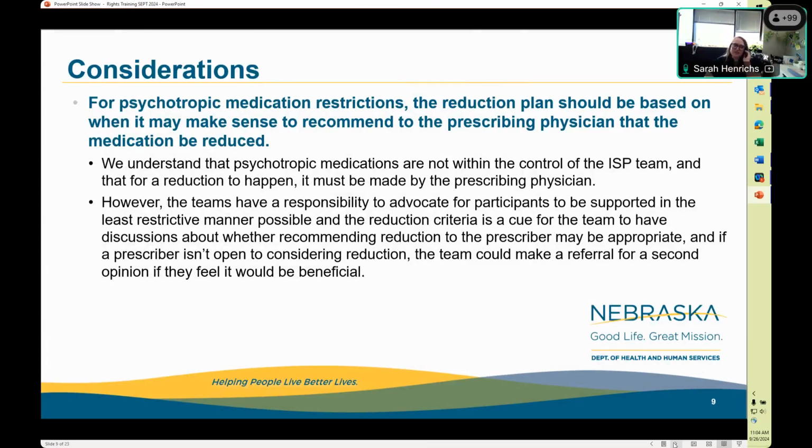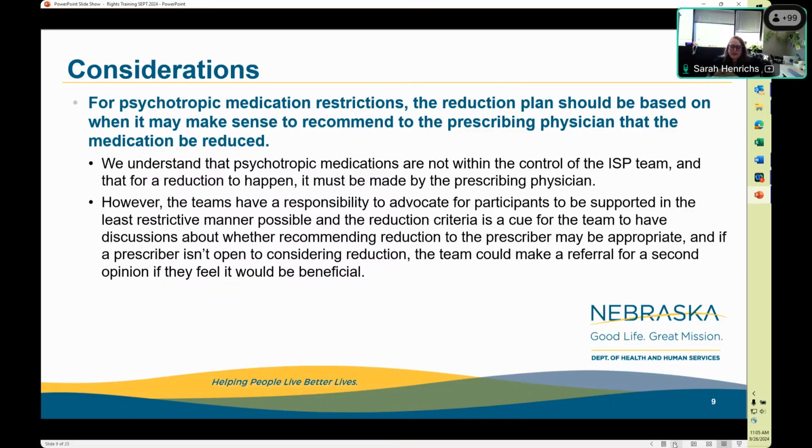Good questions though. So for psych med restrictions, the reduction plan should be based on, like I said a little bit ago, when it might make sense to recommend to the prescribing physician that the med can be reduced. Because obviously none of us are the prescribing physician and our teams aren't either. And so all we can do is recommend a reduction. And so that's what we're framing our reduction plans around.